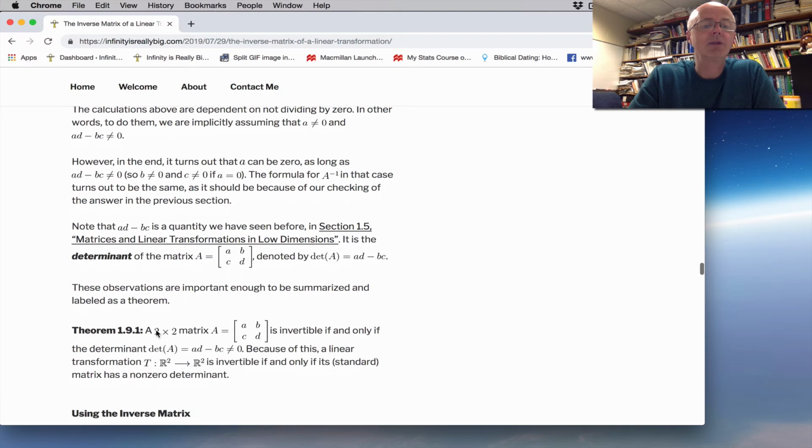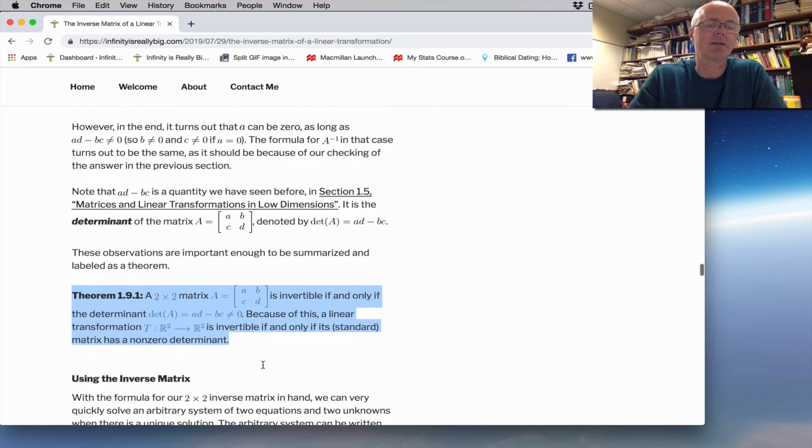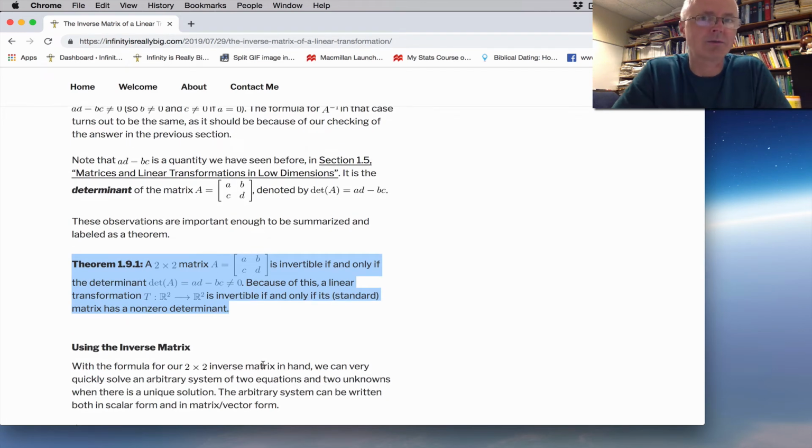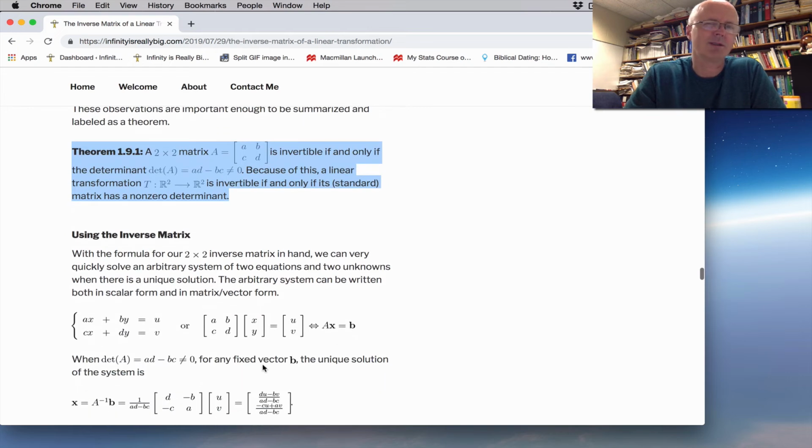And ultimately, we also have this theorem that we can summarize what happened here: a 2-by-2 matrix is invertible if and only if its determinant, AD minus BC, is non-zero, and because of this, the linear transformation is invertible if and only if its standard matrix has a non-zero determinant. I haven't mentioned what a standard matrix means. That'll come out in chapter 2. So you might wonder, are there unstandard matrices? And there in fact are, and that's why I put that word in there.